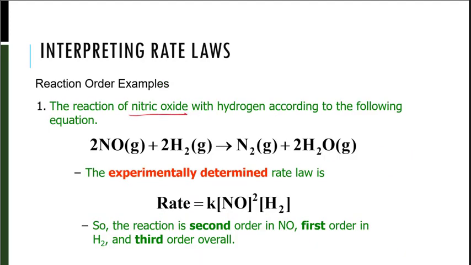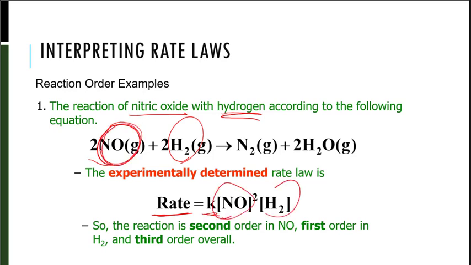Here's another one. I have nitric oxide reacting with hydrogen. So nitric oxide and hydrogen are my two reactants. So in my rate law, I would say that rate is equal to K times the concentration of NO times the concentration of hydrogen. And experimentally, we were able to find that NO was to the second order. Hydrogen is obviously to the first order, since nothing was written next to it. So second order in NO, first order in H2. 2 plus 1 is third order overall.